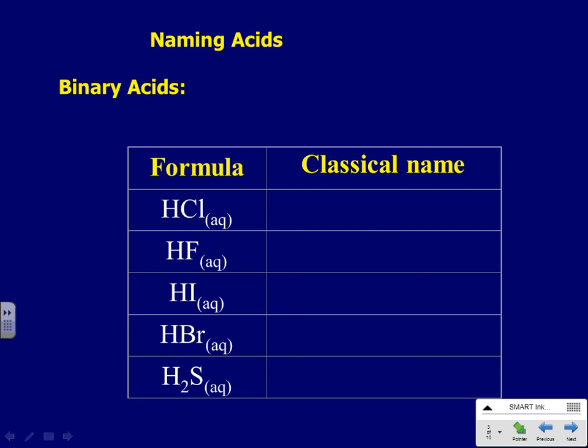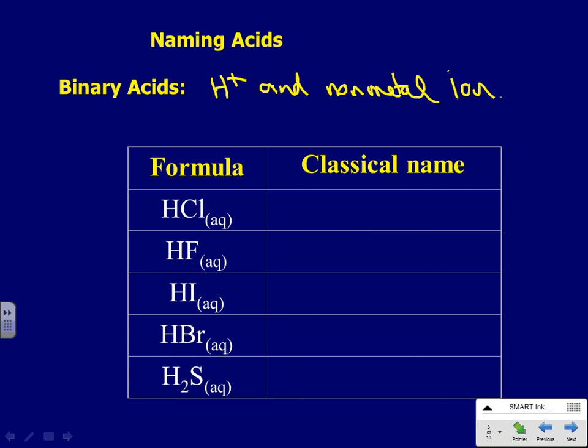So binary acids, binary meaning two, it means it's made up of hydrogen and a non-metal atom. A binary acid is H plus and the non-metal ion. Two parts to it.